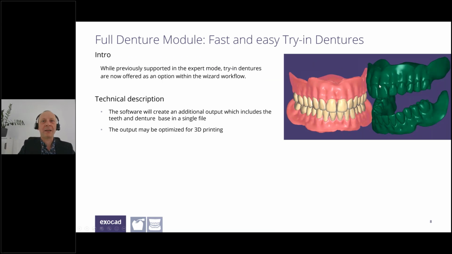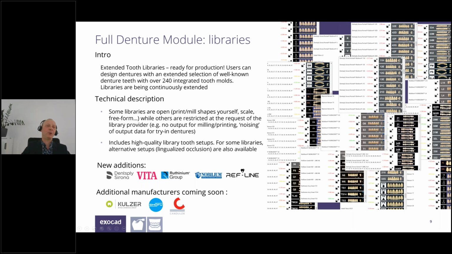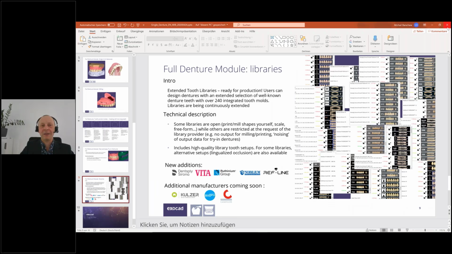And of course, you can now produce so-called tri-indentures, which means monoblock dentures. And there are tons of new FullDenture libraries available now. As I told you, Vita Vionic is online, and Nobilium, Rutinium, and so forth, then Sirona, and coming soon Kulzer, Shofu, Candulor, and many others. Okay, it was a short theoretical introduction.